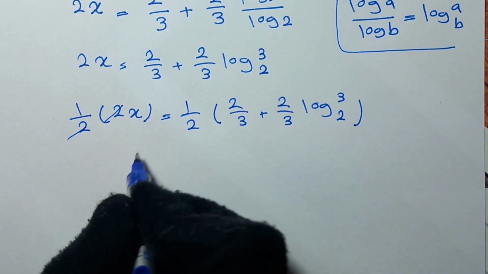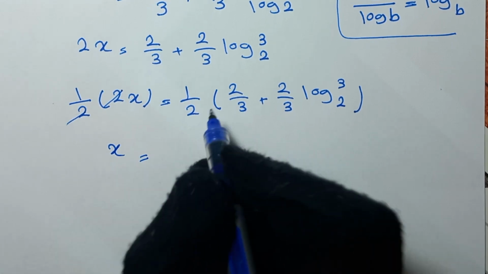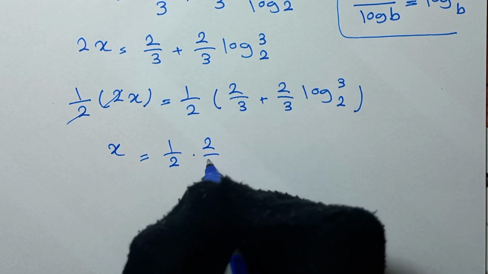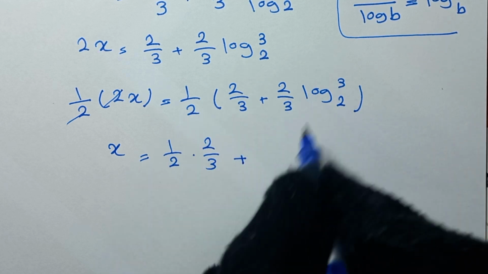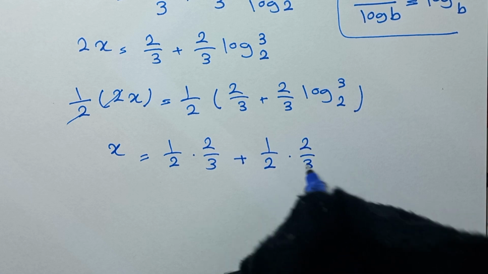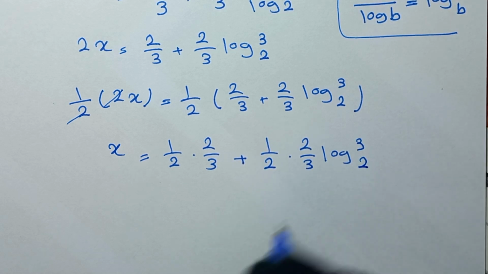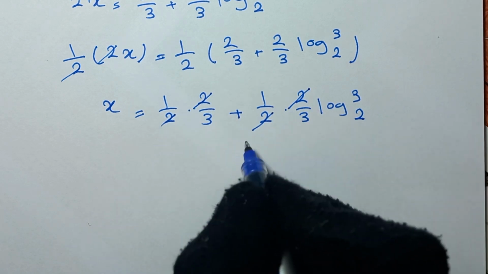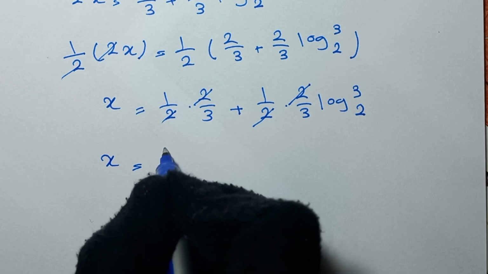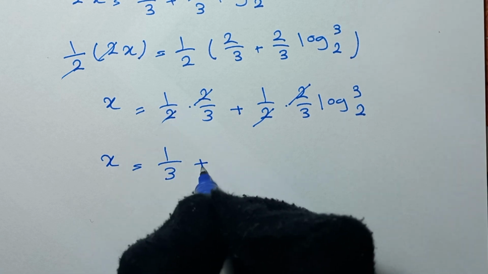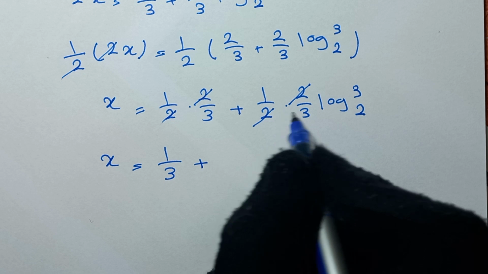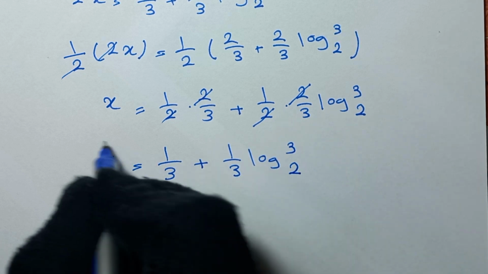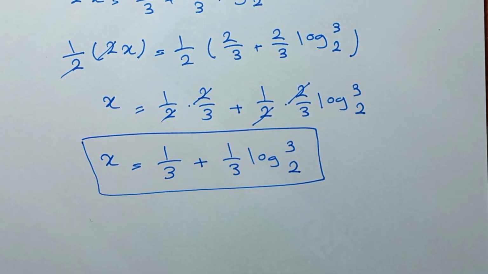Here, this 2 will cancel this, so x is equal to 1 over 2 times 2 over 3, and plus 1 over 2 times 2 over 3 log 3 to base 2. Here, these 2 will cancel, also these 2 will cancel, and it will be x is equal to 1 over 3 plus, here it will be 1 over 3, right? 1 over 3 times log 3 to base 2. And this is our final answer.